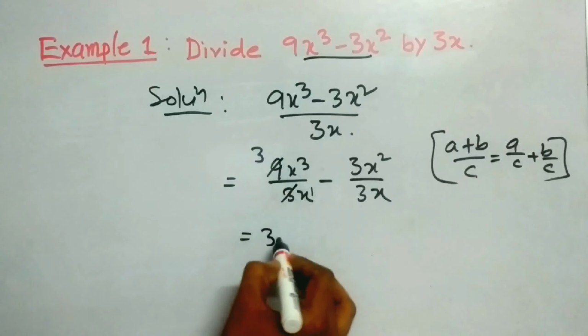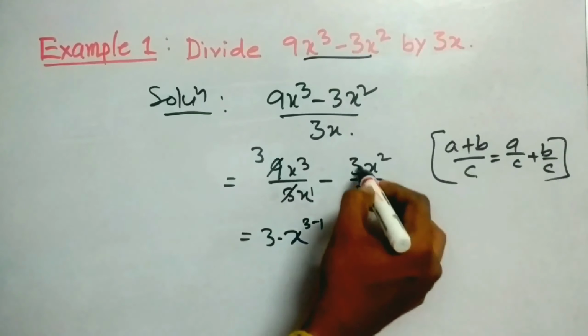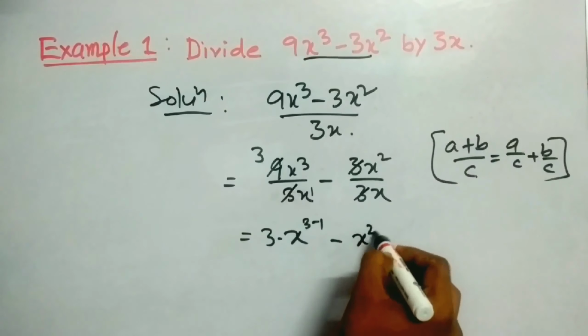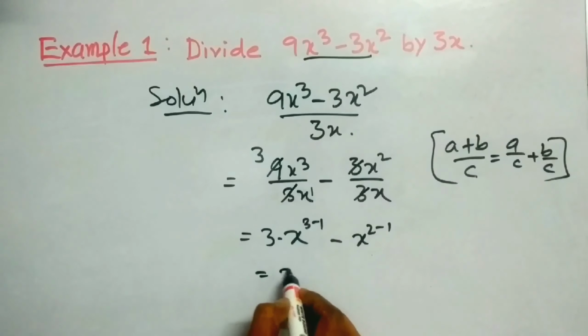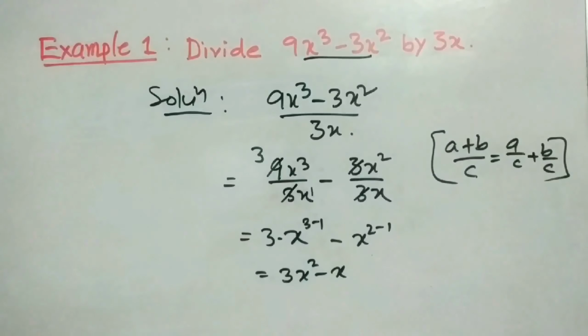So this 3 is here, and this is x to the power 3 minus 1, and here this 3 and this 3 will be cancelled, and minus x to the power 2 minus 1. This is 3x square minus x, that is the answer.